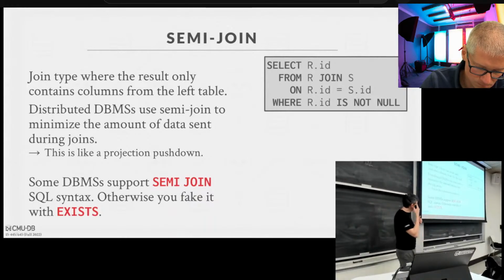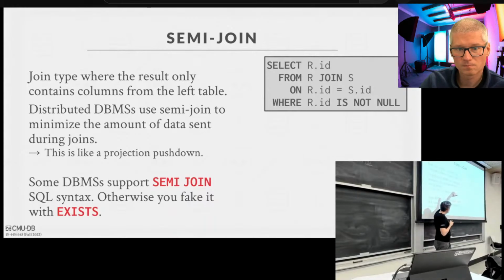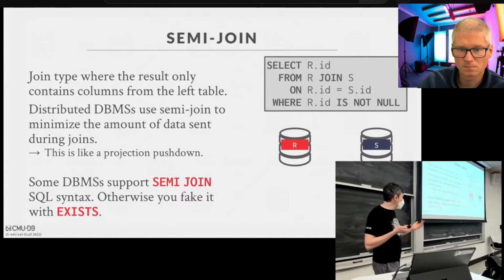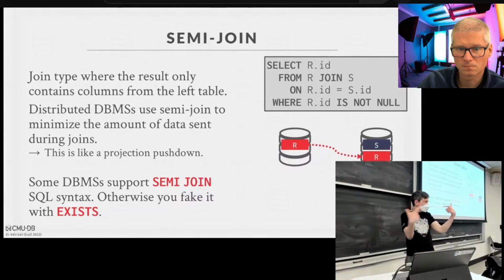So let's say I'm doing a join like this, where I join R and S on ID, and my output of the query just needs to be the RID. I don't actually care what value I have in SID. I just need to know that there is a match. Without a semi-join, the way I would have to compute this is that I have to send all of S to this node and then all of R to this node to compute the join and so forth. But now you're sending the entire materialized tuple.